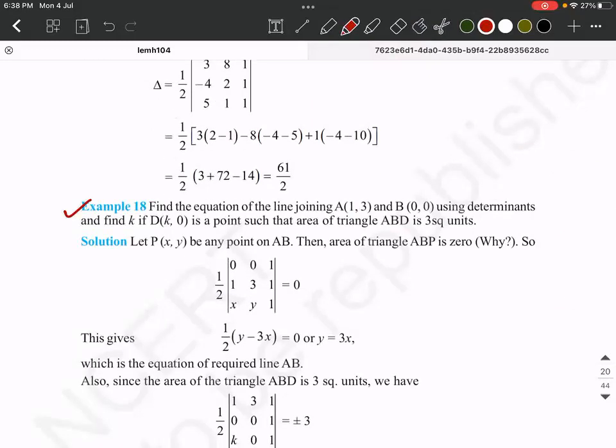Next one. Find the equation of line joining the points A1, 3, B0, 0 using determinants. And find K, which is given by the point DK, 0 is a point such that the area of the triangle ABD is 3 square units. In this case, what have they given? The area of the triangle is given. Okay. Then you need to find the equation of the line joining A, B. Oh, sorry, there are 2 points actually. Listen. Find the equation of the line joining A1, 3, B0, 0 using determinants. Okay, how will you find it?